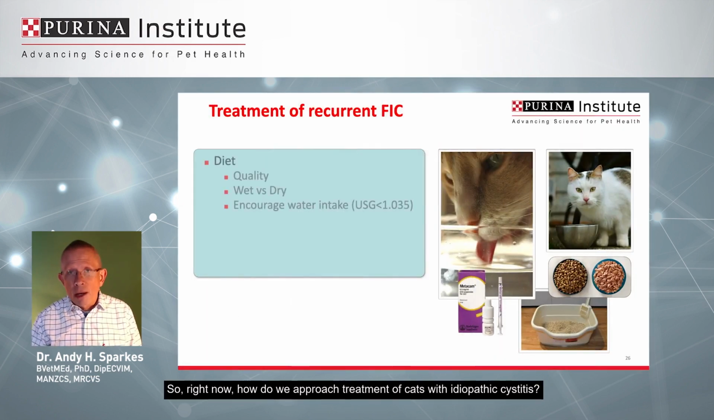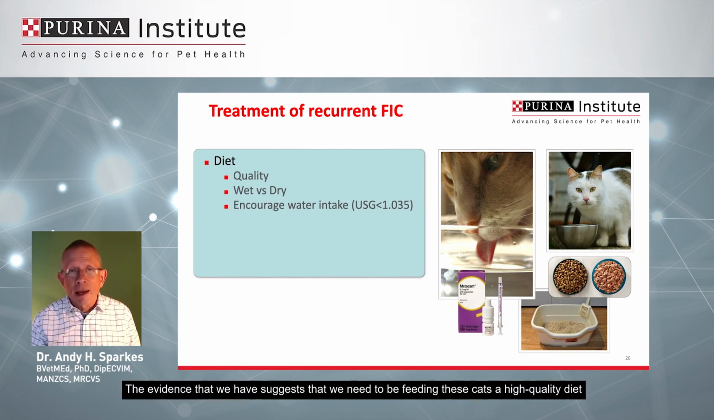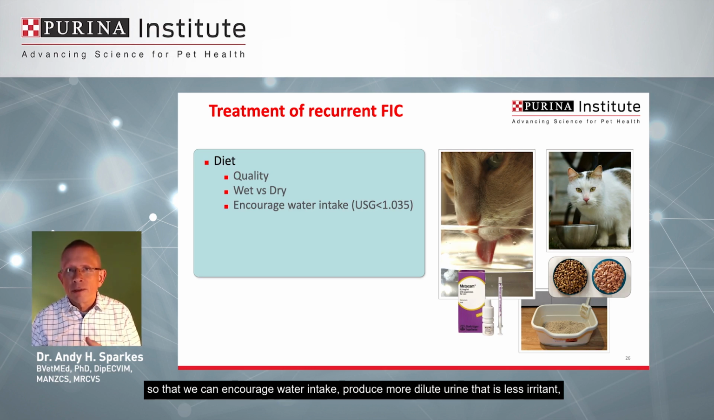So right now, how do we approach treatment of cats with idiopathic cystitis? First thing, we need to look at the diet. The evidence that we have suggests that we need to be feeding these cats a high quality diet and probably a wet diet rather than a dry diet. So those are strong recommendations, a high quality diet and a wet diet, so that we can encourage water intake, produce more dilute urine that is less irritant.